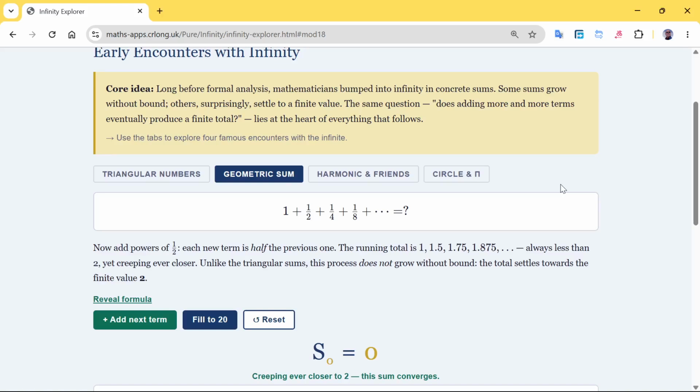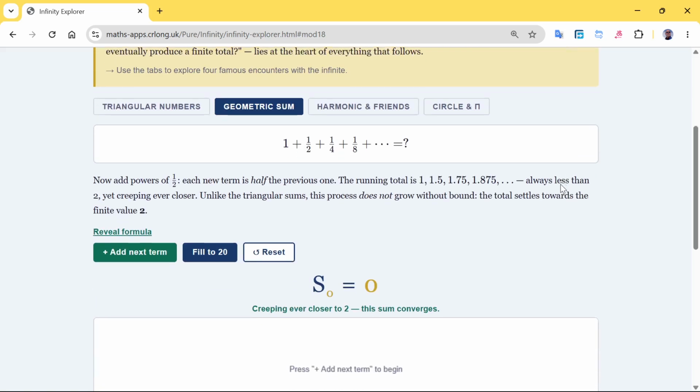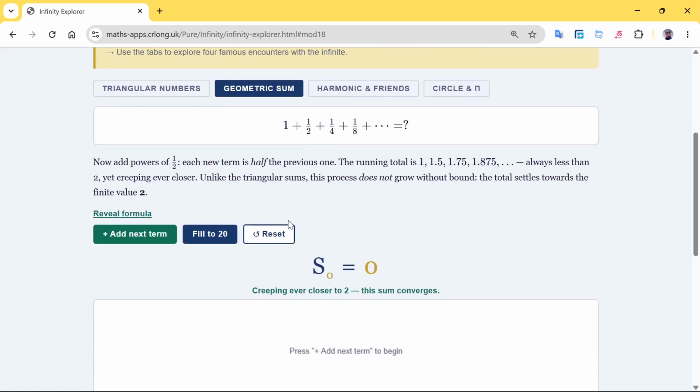A geometric sum is when we add terms where each successive term is the previous number multiplied by some other number. And the simplest one is usually 1 plus a half plus a quarter plus an eighth, where we're multiplying each number in the sequence within the series by a half each time. Now the question is, what happens when we add those numbers together?